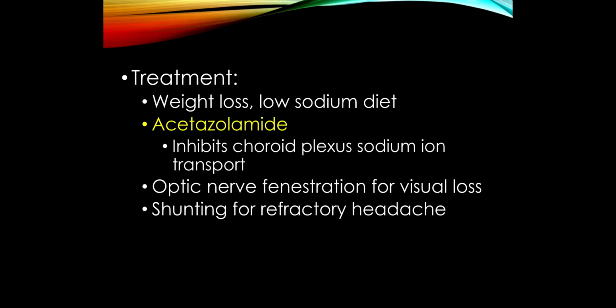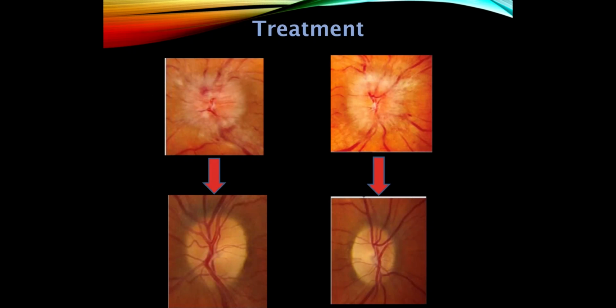And if we have a refractory headache that isn't responding to medications, and there would be some other medications that we would try, but acetazolamide would be our first choice, then we can send the patient to a neurosurgeon for shunting, where they put a little tube in the ventricles to relieve the pressure. And so we can see here before and after. Here we have significant papilledema, and notice the much sharper disc margins here after shunting. Or this may be what we see after putting the patient on acetazolamide.